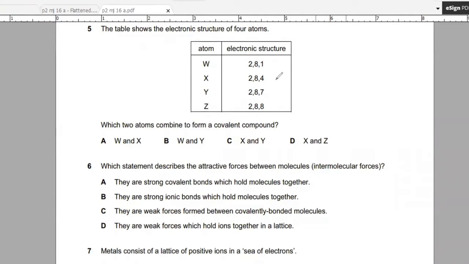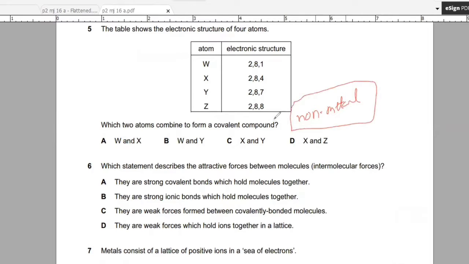How do you identify by means of electronic structure which atoms form a covalent bond? A covalent bond can basically be formed between non-metals. Okay, between non-metals. So how do you recognize which atoms are actually non-metals? Always remember, if an element has more than 4 electrons in the outer shell, then you can say that it is going to be a non-metal.